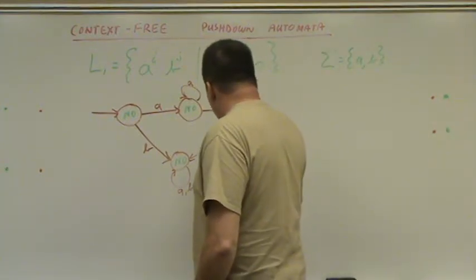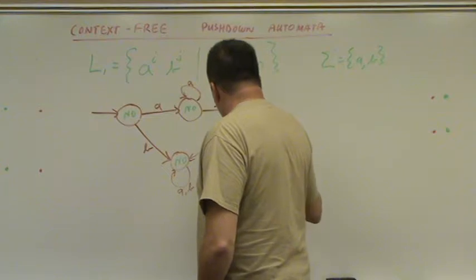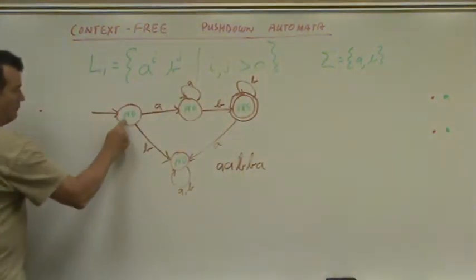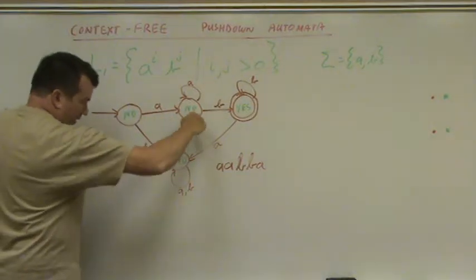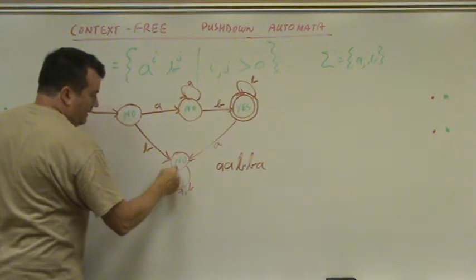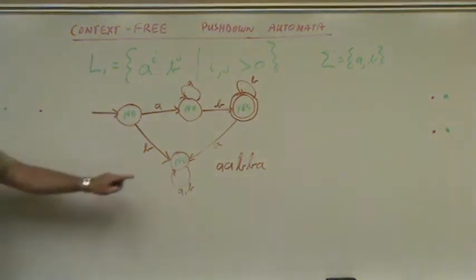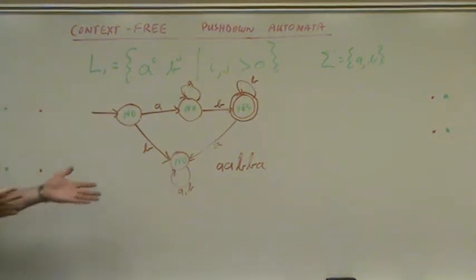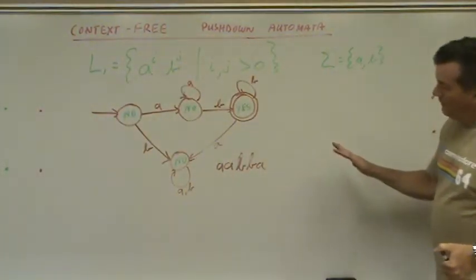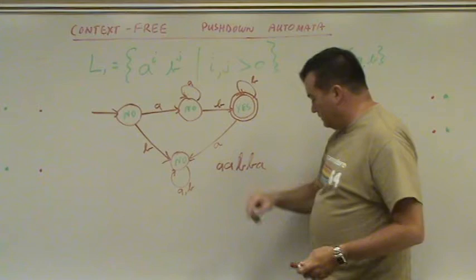A, A, B, B, A, we said was no good. What would happen? Well, we would start here. We read an A, we read another A, we read a B, we read another B, and then we read an A, and we're stuck here. The word ends and we're in a state that answers no. So this is not part of our language. So this is the equipment you would need for this particular language.